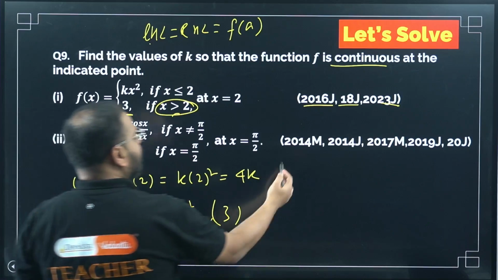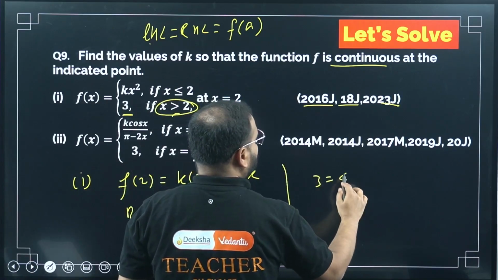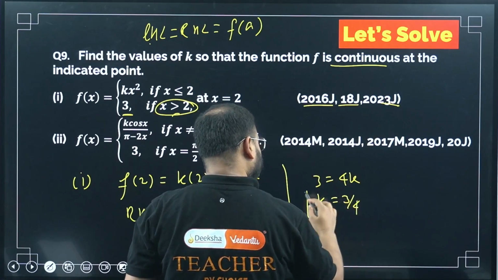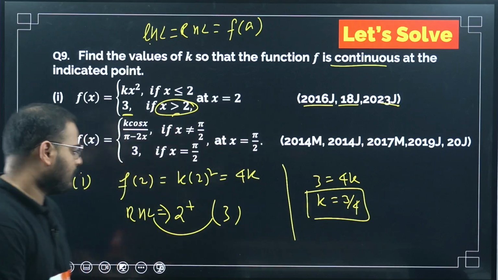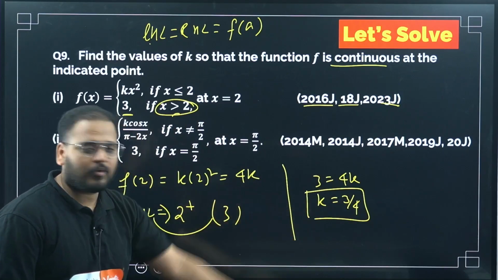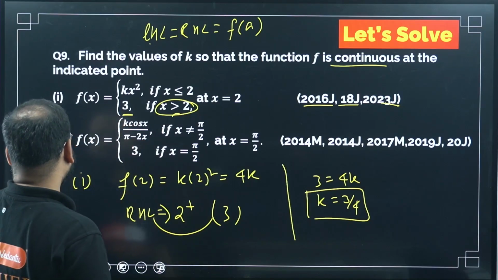Now check here. For the continuity, what happens? RHL should be equal to the function value. So 3 should be equal to 4k. So what is my k value? Check here, 3 by 4. First is done. For it to be continuous, RHL should be equal to the function's value. So from k, we get k equals 3 by 4. Simple.